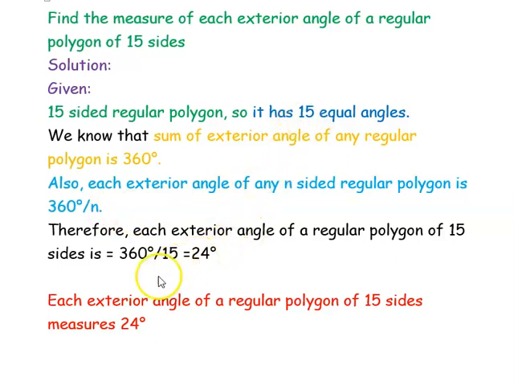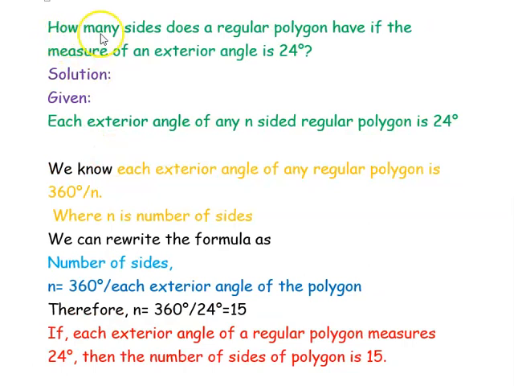So now we are going to divide 360 degrees by n, so that is 15. So if you simplify this, 360 degrees divided by 15, you will get 24 degrees. So we are saying that each exterior angle of a regular polygon of 15 sides measures 24 degrees. So you will get 15 angles, each angle measuring 24 degrees.